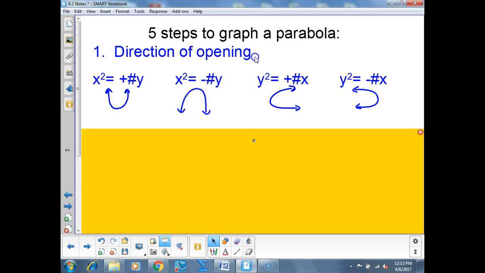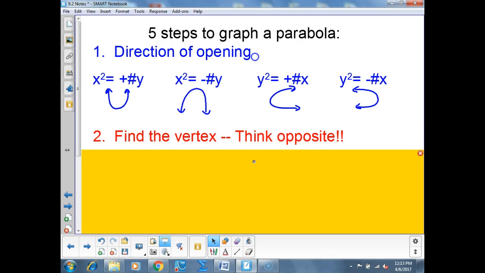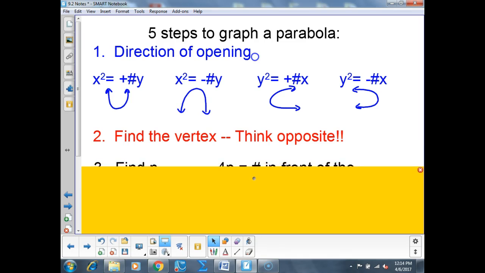Okay. What was our second step then from yesterday? Joseph? Find the vertex. Find the vertex, okay? And remember, because most of the time the things are going to be in parentheses, right? We need to think oppositely. Gotta think oppositely when we're finding the vertex.